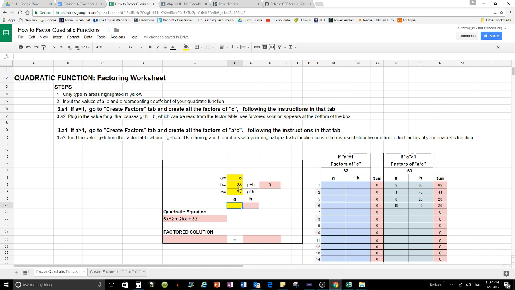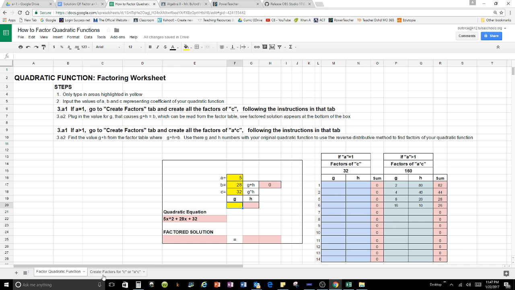Okay? So we need to go to our factor table. And again, we're not looking for 32 because A is greater than 1. And when A is greater than 1, we're looking for the factors of AC, which is A times C. So 5 times 32 equals 160. And we're looking for some G and H that will sum to 28.